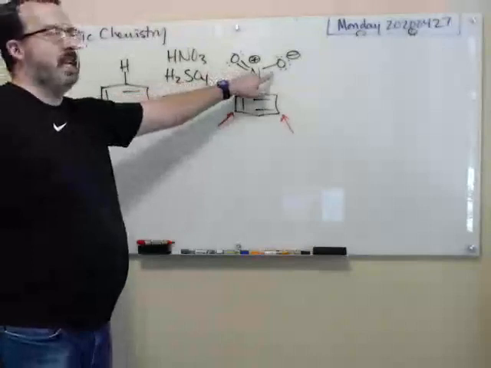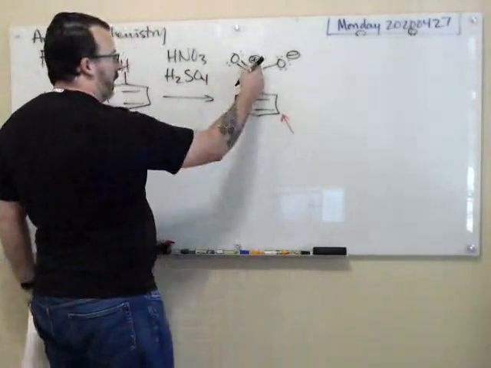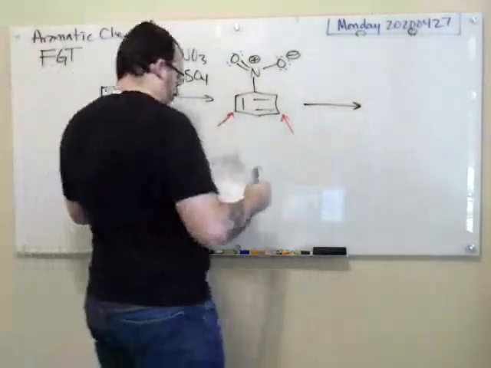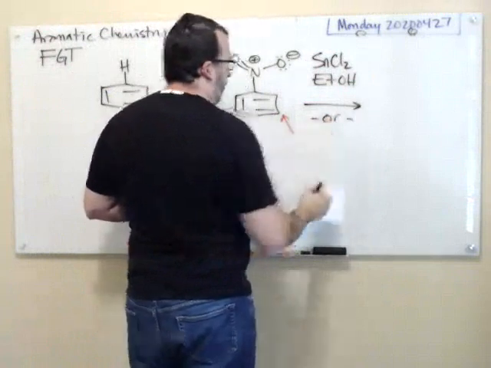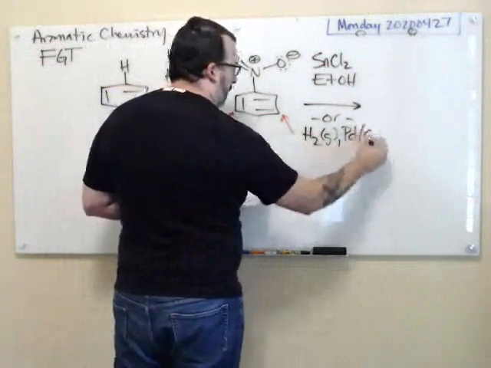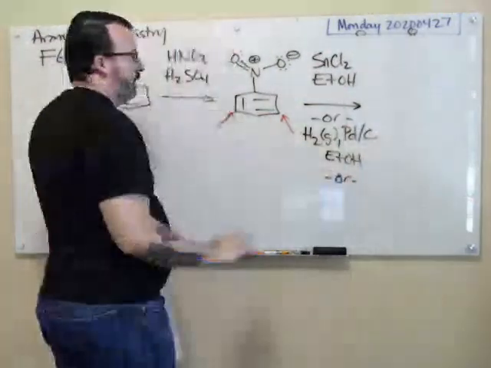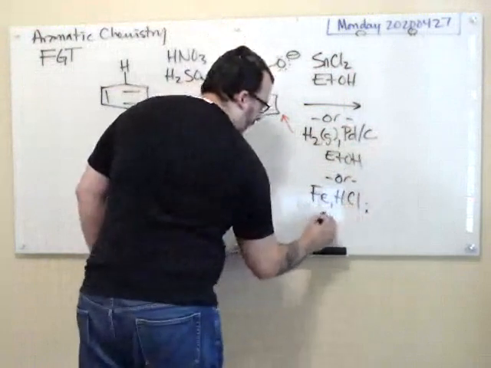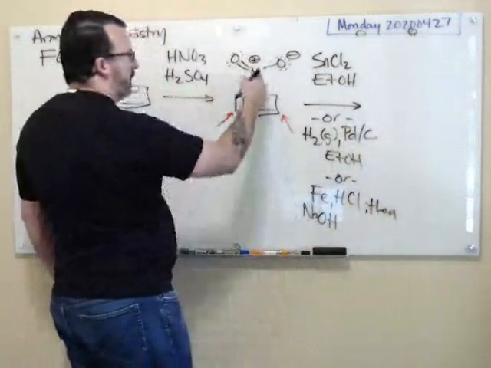Nitrogen is bonded to oxygen in a couple different ways. So the nitrogen is oxidized. The plus charge is what is causing the ring to be electron deficient. So in a functional group transformation of this, if we treat that with tin dichloride in ethanol, that's one set of conditions, or we can use hydrogen gas with palladium metal on carbon in ethanol. Or iron metal, hydrochloric acid, and then sodium hydroxide. These are three different sets of conditions. You would choose one of the three. Any one of these reduces the oxidation state.